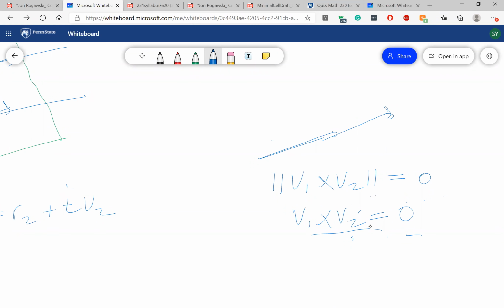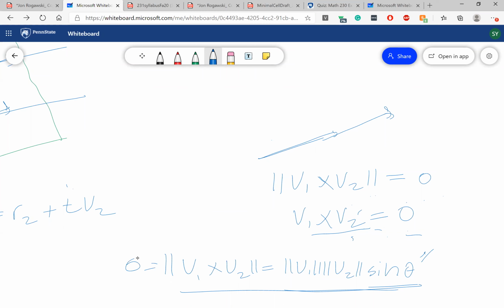The second thing that we can look at is v1. We know that the magnitude of v1 cross v2 is equal to the magnitude of v1 times the magnitude of v2 times sine of the angle between them. Now, if this angle is 0 or pi, sine is 0 and the whole thing is 0. So again, this is 0. Any questions about this? No, we're good. It looks good.